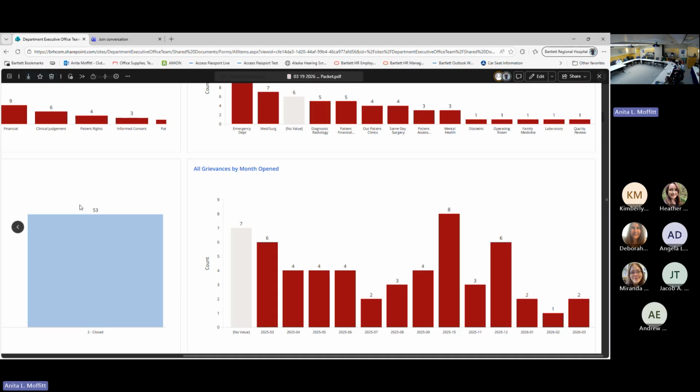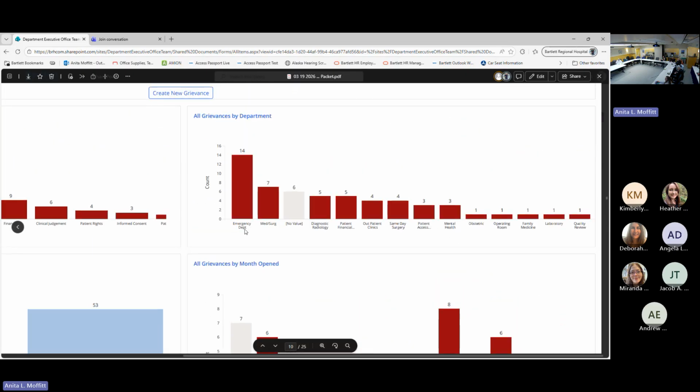So again, we're still working on this. Does anybody have any questions? So there are 4 separate graphs on here. So there's no correlation specifically between the departments, the one in the upper right and the dates.